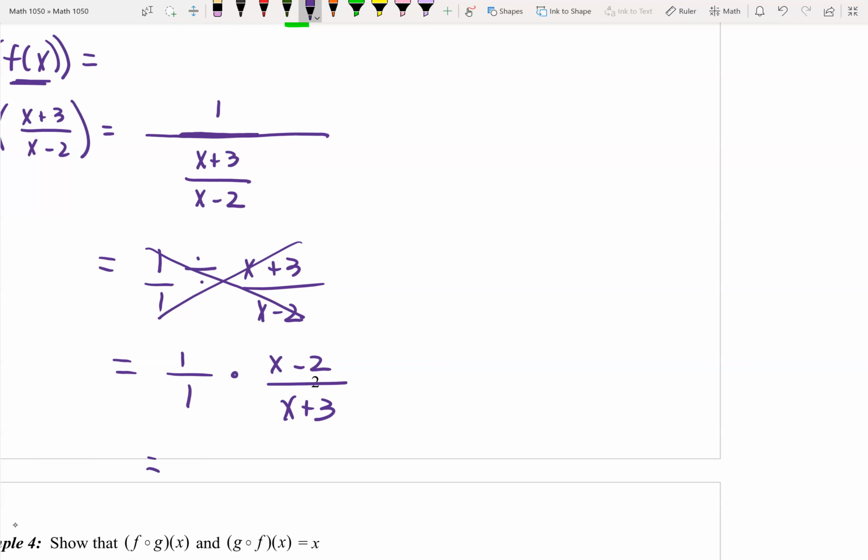How do you multiply fractions? You multiply the tops together and then the bottoms together. So this is x minus 2 over x plus 3. Can I cancel the x's? Tell me that. No. You cannot. Why not?